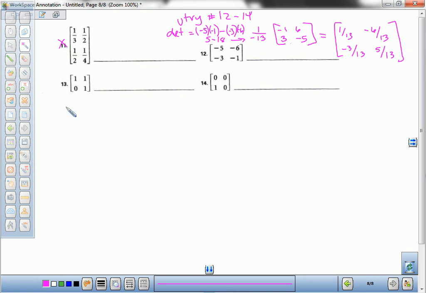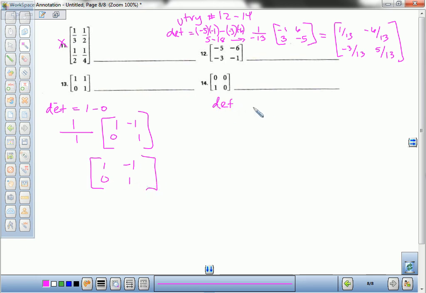All right. This one. The determinant is 1 minus 0, so it's 1. So it's 1 over 1. Switch them. Negate. So the inverse doesn't look much different. It's just 1, negative 1, 0, 1. This one. The determinant is 0 minus 0, which is 0. No inverse. See? It's a bonus point.